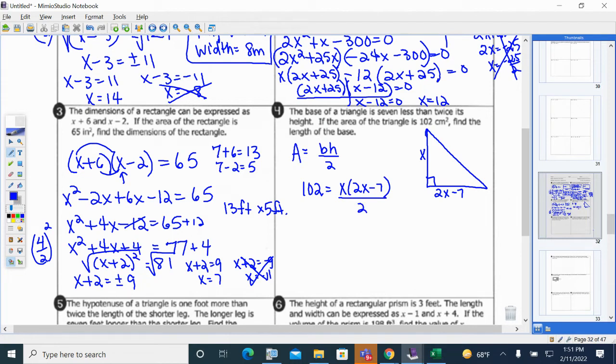So what I'm going to do, rather than dividing that by 2, is multiply both sides by 2. So 204 equals 2x squared minus 7x. And then from here, I would subtract the 204.